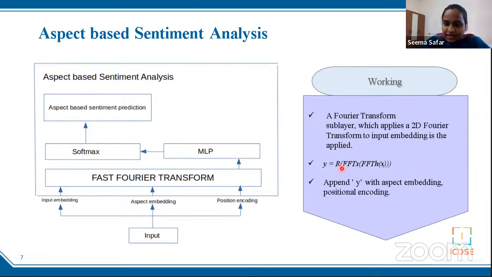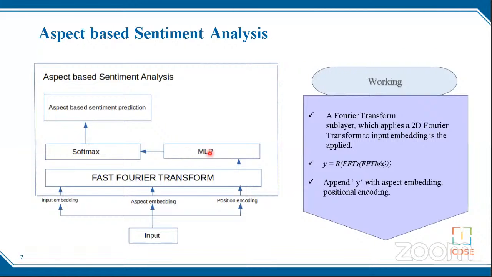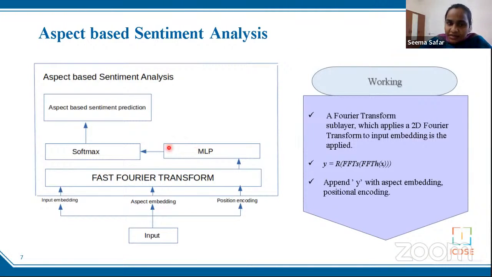This is appended with the aspect embedding and the positional encoding and fed into a multi-layer perceptron. The baseline multi-layer perceptron is what we focus on to train our learning parameters. We input a multi-dimensional vector into this multi-layer perceptron, and this follows a gradient descent algorithm. This is fed into a softmax function, which takes the key features from the vector. It is then fed into an aspect-based sentiment prediction part, which predicts the polarity of the sentiment that is being fed into the block.